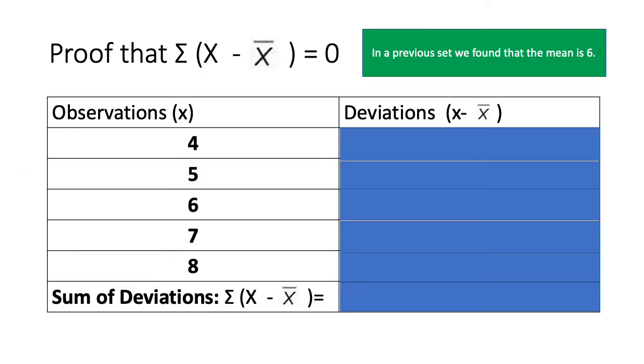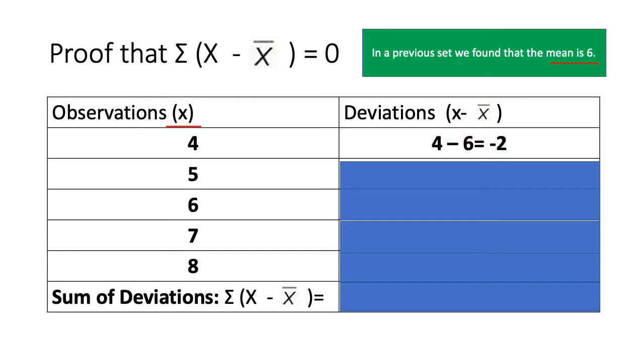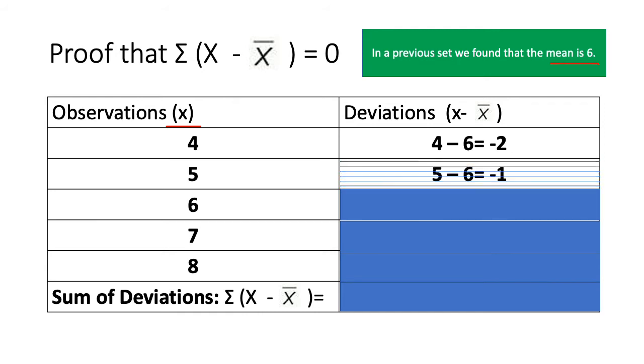So here's the data set we saw in the previous example, 4, 5, 6, 7, 8. These are our observations, our x values. We found that the mean of this data set is 6. So let's calculate the deviations. First, let's find the deviation of 4 from 6. There we take 4, which is our observation, minus the mean, which is 6, and we get -2. So the mean is 2 places above observation number 4.